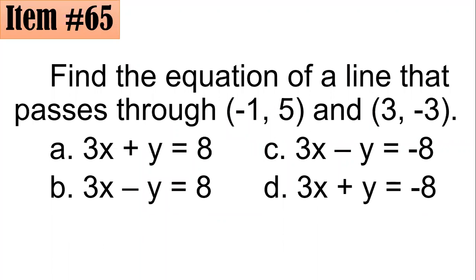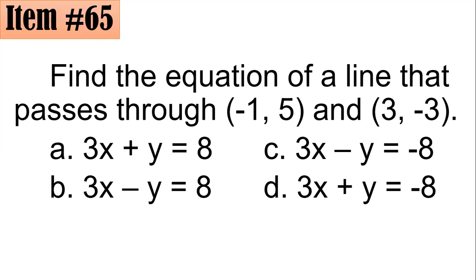Find the equation of a line that passes through -1, 5 and 3, -3. Did you go for 3x plus y equals 8? 3x minus y equals 8. 3x minus y equals -8, or 3x plus y equals -8. So, E daw, sabi ni Sir Kim, ni Sir Marvin, ni Ma'am Judy, ni Sir PJ, ni Ma'am Algin as well. Tingnan po natin. There are many ways of doing this, no?